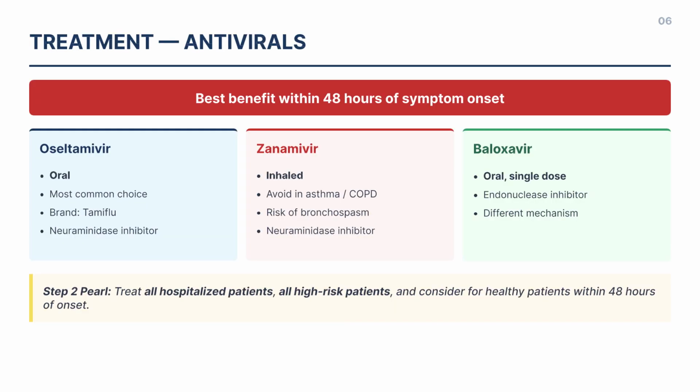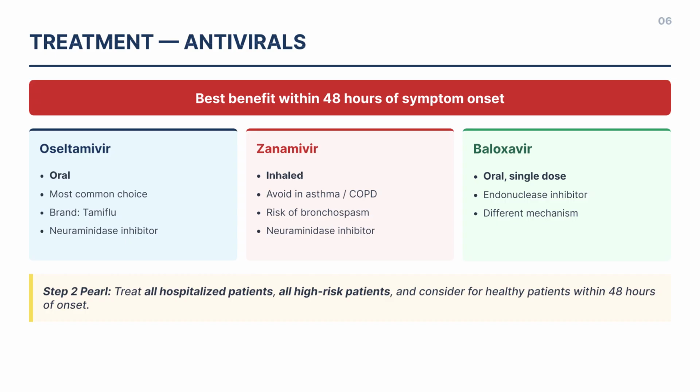The mainstay of treatment is neuraminidase inhibitors, which work best within 48 hours of symptom onset. The most commonly used agent is oseltamivir, sold as Tamiflu, which is given orally. Zanamivir is an inhaled neuraminidase inhibitor that should be avoided in asthma and COPD because it can cause bronchospasm. Baloxavir is an oral single-dose option that works by a different mechanism, inhibiting CAP-dependent endonuclease.